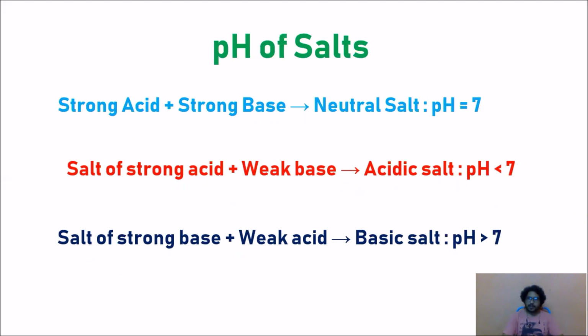We have learned the pH scale. If it is from 0 to 6, it is acidic. From 8 to 14, it is basic. Like that, pH value varies from salt to salt.